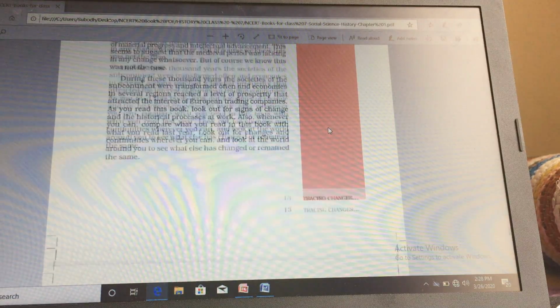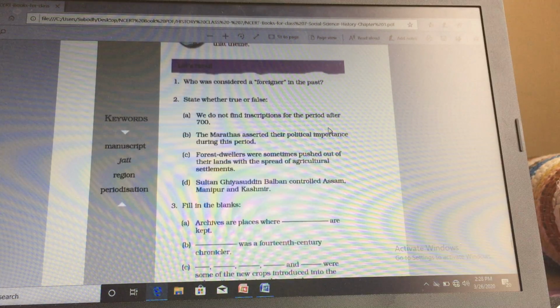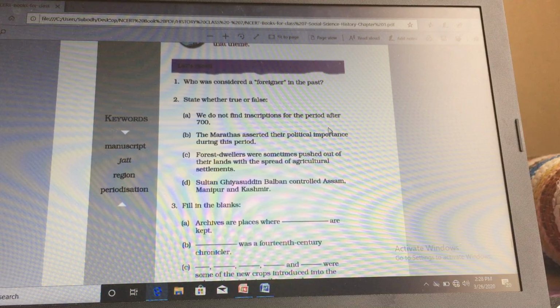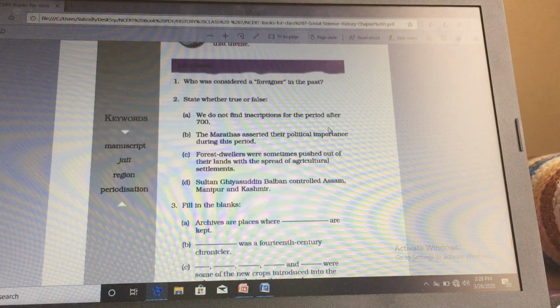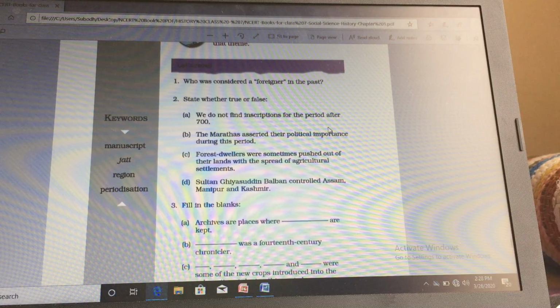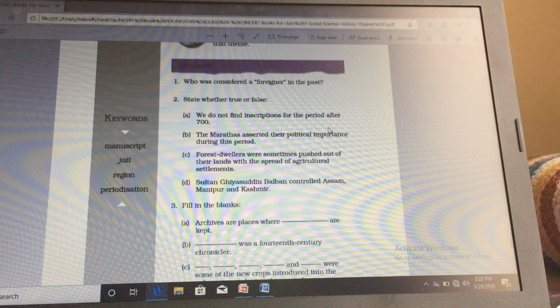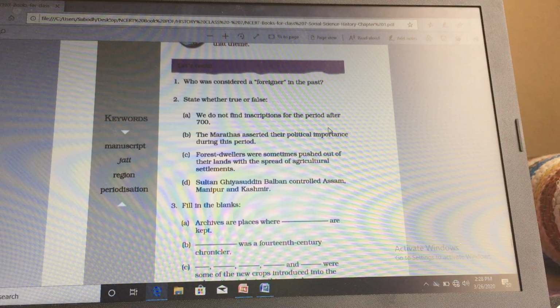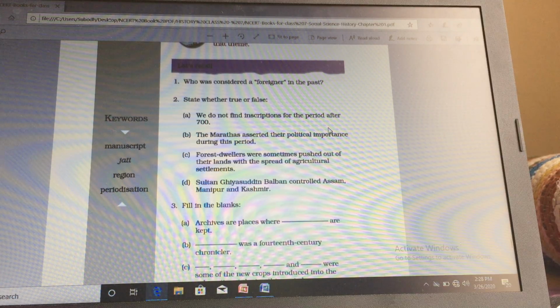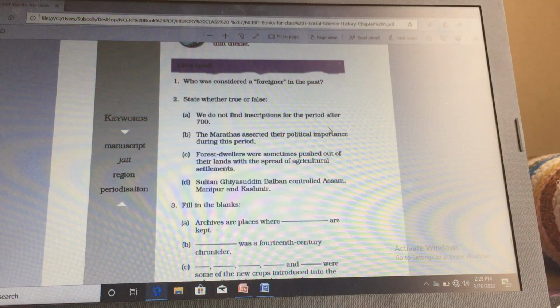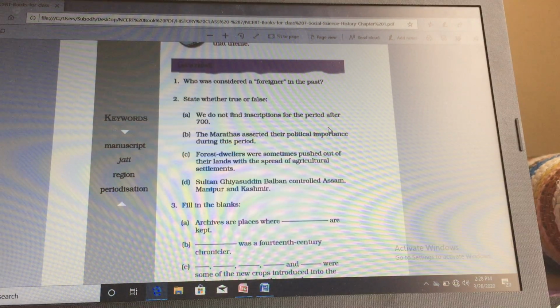Now let's move on to book exercises. The first question: who was considered a foreigner in the past? I hope you remember this. In the past, anybody who was new to a particular region, area, language or culture was called Pardesi. Maybe he is of the same country, just from a different region, he was called Pardesi or a foreigner. Whereas today, somebody from another nation is called a foreigner.